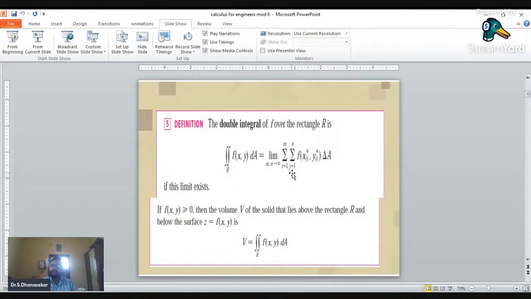Therefore, it will be a double sum: summation i equal to 1 to m, summation j equal to 1 to n, f of xij star comma yij star into delta A. And when I take m, n tending to infinity, it becomes approximated to a double integral.